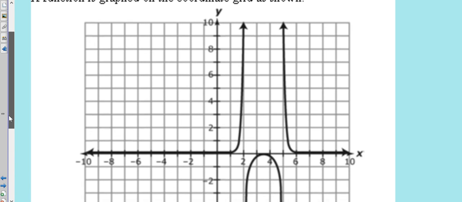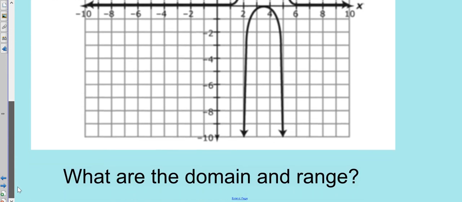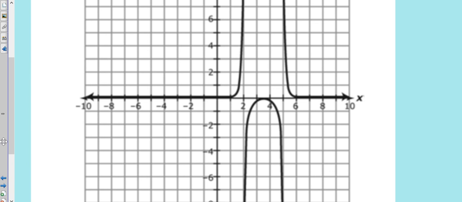Graphed on the coordinate grid as shown. Now, what are the domain and range? Now, remember, domain means how far left, how far right, and you include any breaks. So here we have a break at 2 and 5.